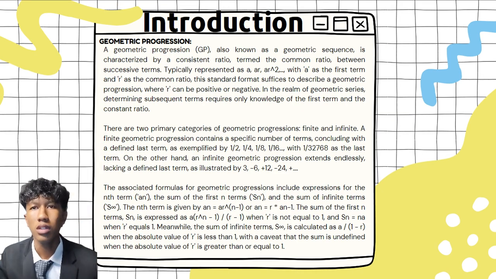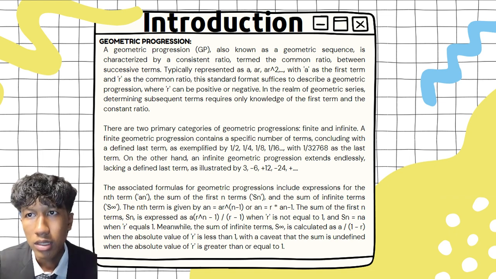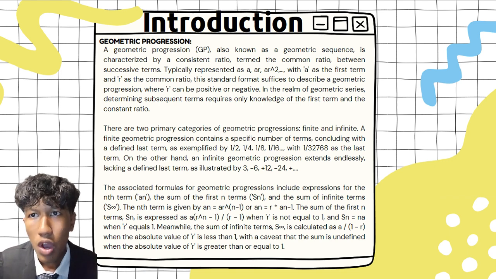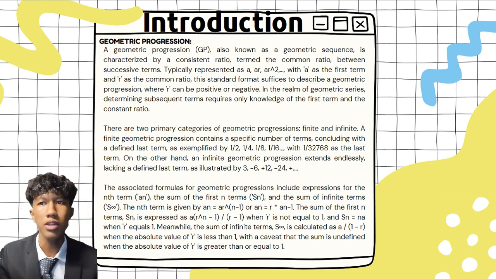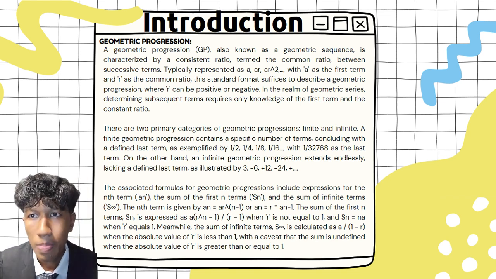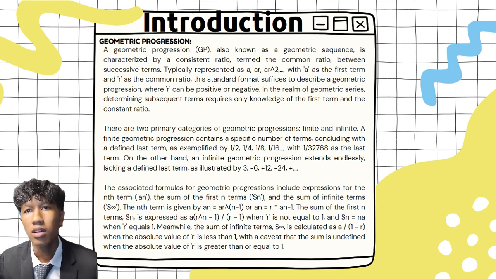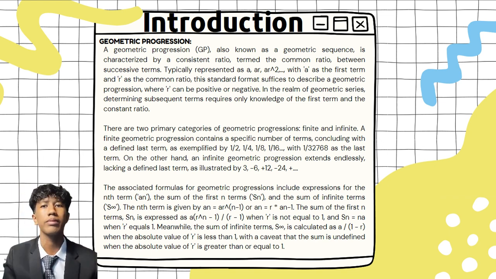Geometric progression. A geometric progression or geometric sequence is defined by a constant ratio between successive terms, represented as a, ar, ar power 2, with a as the first term. Geometric progression can be finite with a specific number of terms, or infinite, extending endlessly. For instance, 1 over 2, 1 over 4, 1 over 8, 1 over 16 exemplifies a finite geometric progression, while 3, minus 6, 12, minus 24 is an infinite geometric progression.